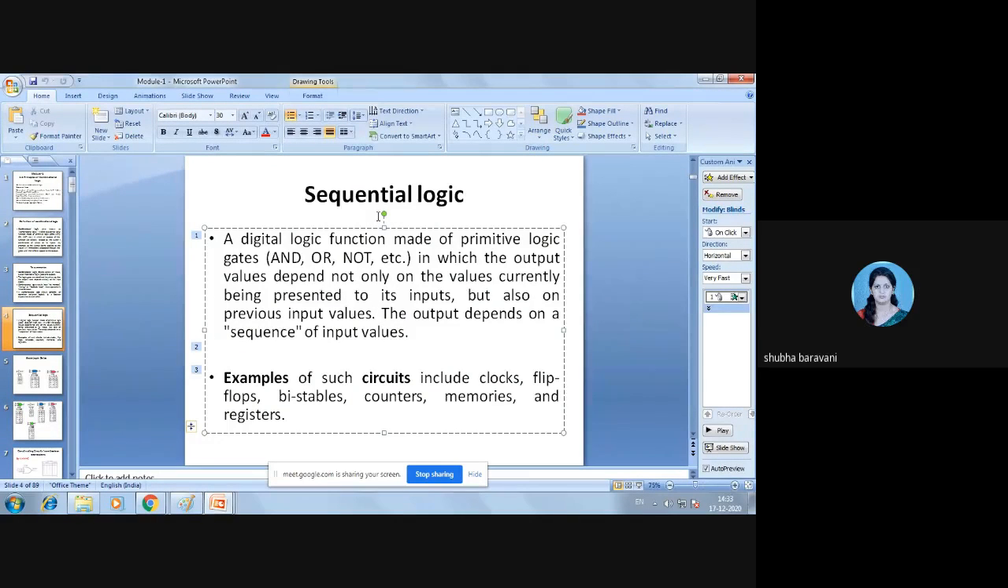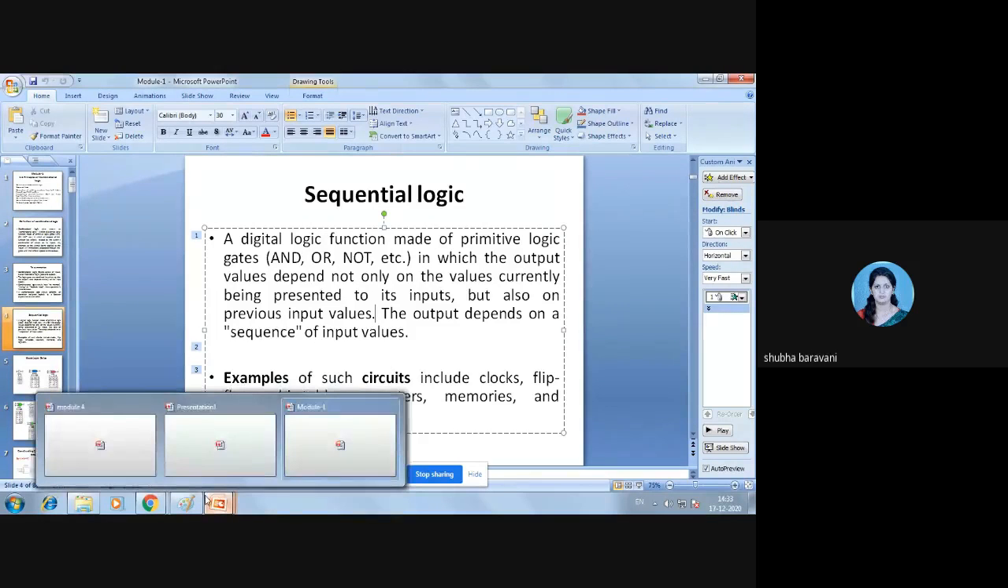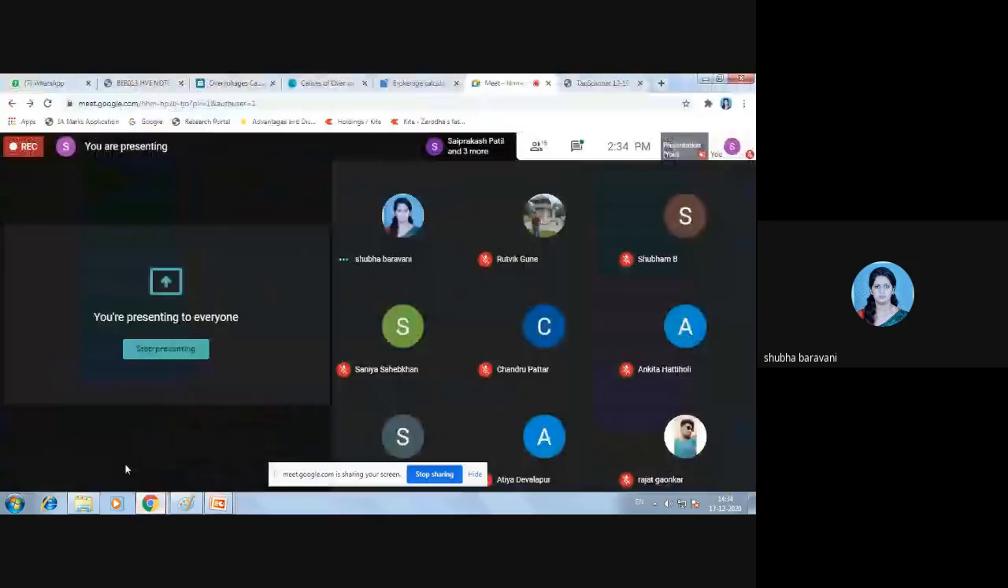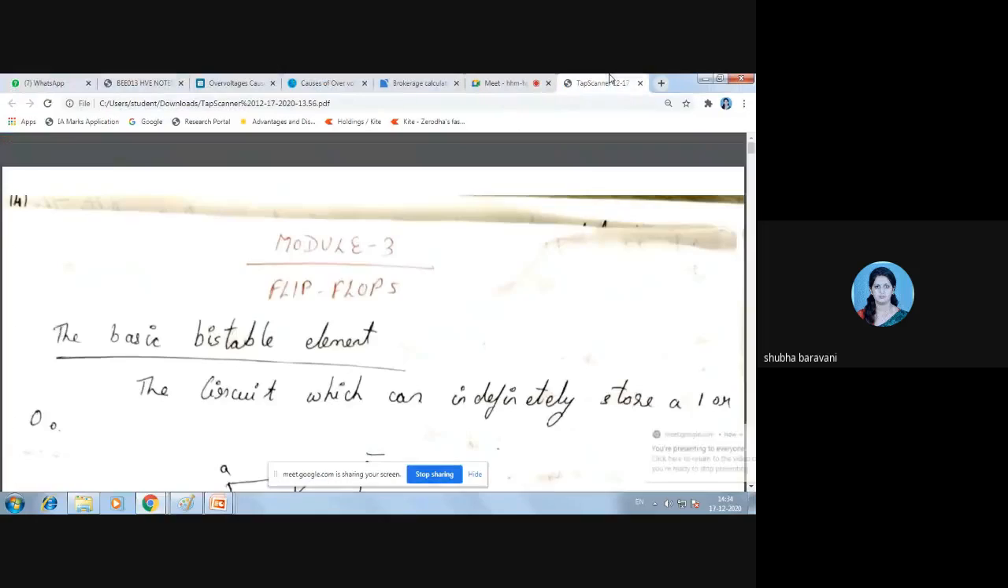So there are two types of sequential circuit. One is synchronous sequential circuit, meaning these circuits are controlled by a clock pulse, and there is the asynchronous sequential circuit, which does not have the clock pulse. Okay, now we'll go back to the PDF. Okay, right?